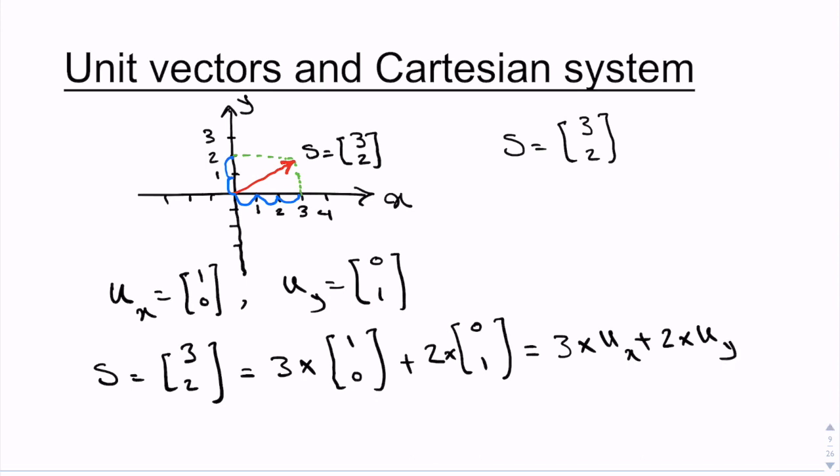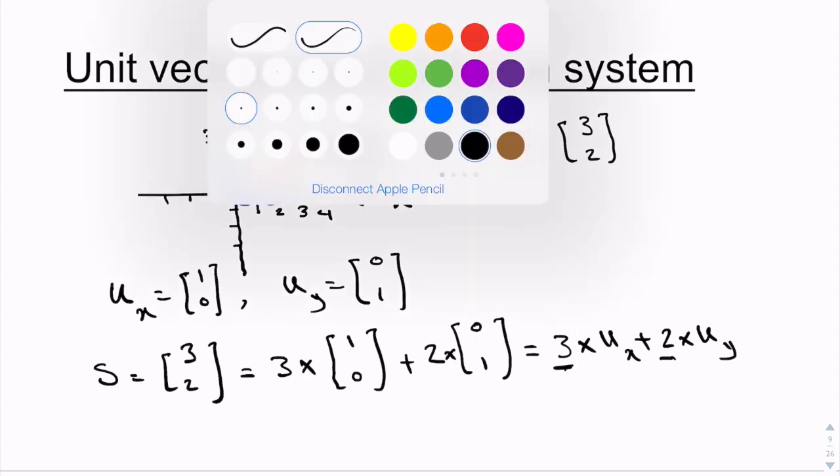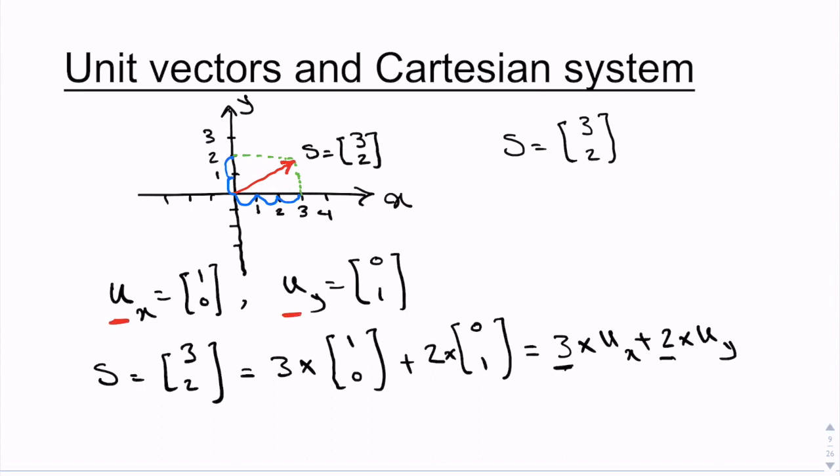So this vector is now expressed in terms of unit vectors. These are scalars, 3 and 2. Therefore, we can express any point in the Cartesian coordinate system in terms of its unit vectors. There are only 2 unit vectors that define the Cartesian coordinates, and these 2 vectors are ux and uy, right?